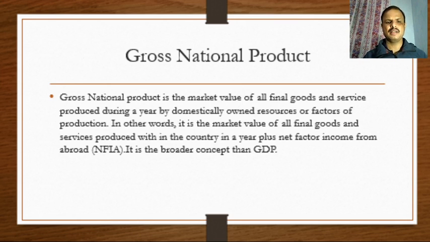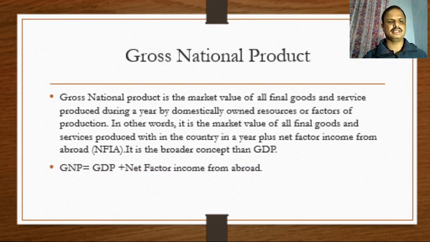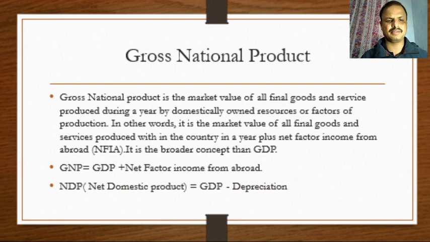It is a broader concept than GDP. GNP means GDP plus net factor income from abroad. NDP, net domestic product, is GDP minus depreciation.